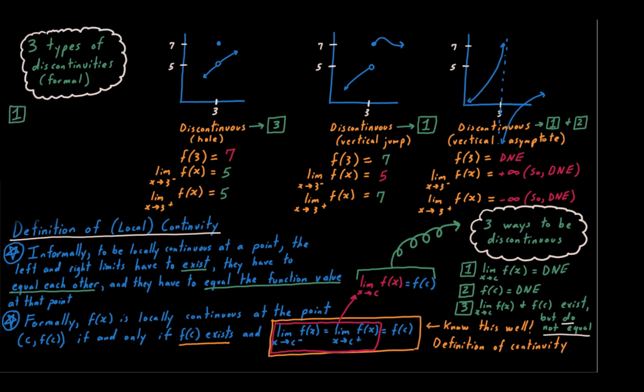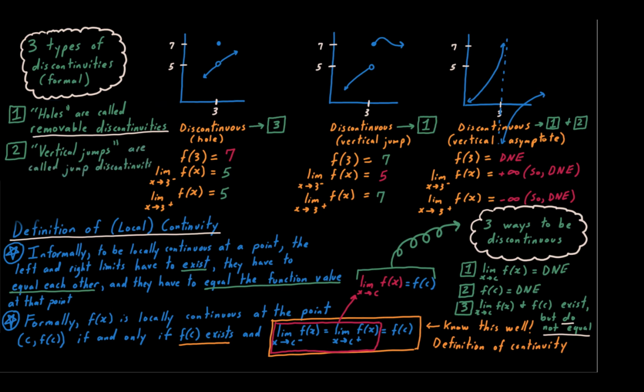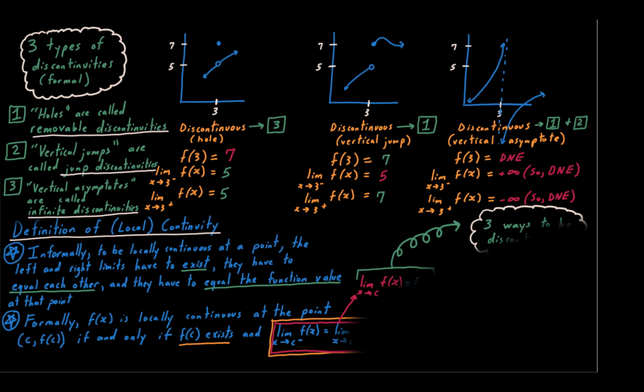First, holes are more formally called removable discontinuities. By the way, you're going to want to know these formal titles. They pop up all the time on quizzes, tests, AP tests. Holes are removable discontinuities more formally. Vertical jumps are more formally known as jump discontinuities. And thirdly, vertical asymptotes are, unsurprisingly, called infinite discontinuities. Those are my 3 types of discontinuities. And I must say, I really like the way this page turned out. It's like Willy Wonka was a mathematician. Willy Wonka and the Mathematical Factory.